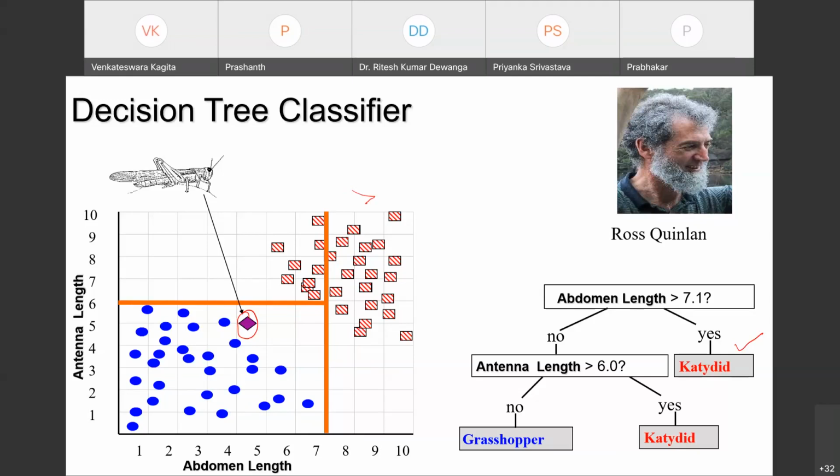What is the other question? Antenna length greater than 6.0. If it is so, then you will classify it as candidate. Otherwise, you will classify it as grasshopper.